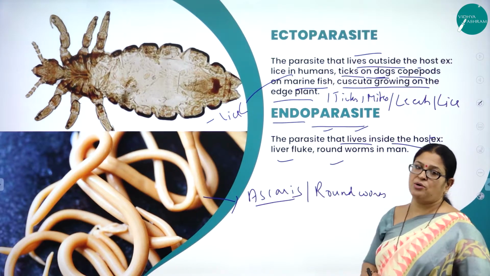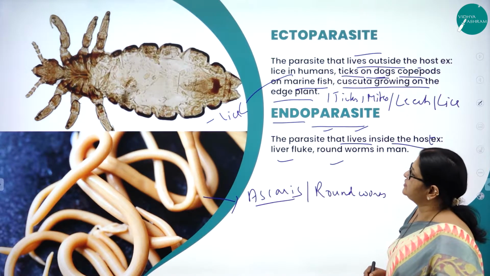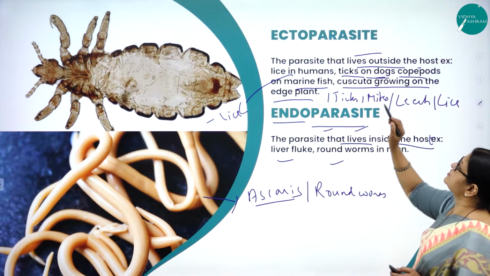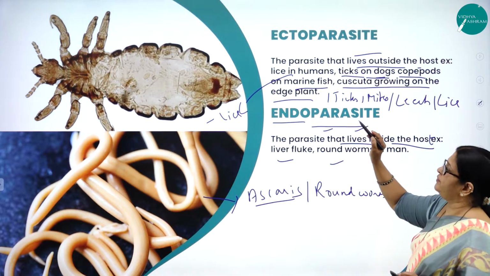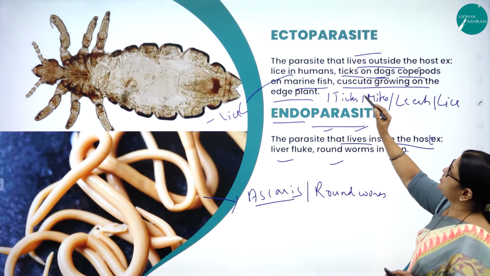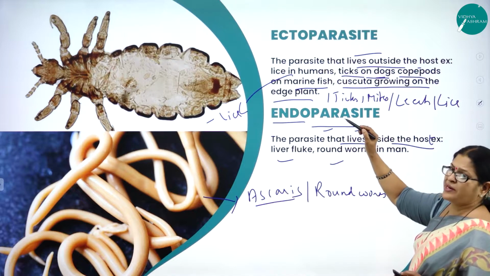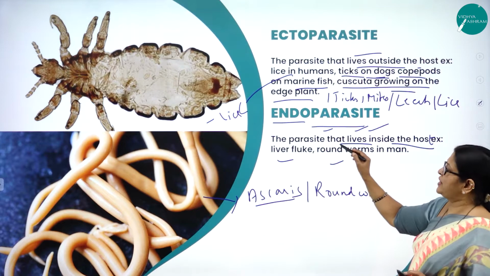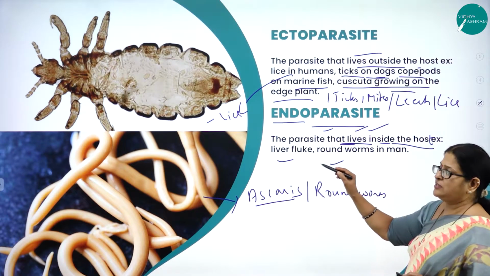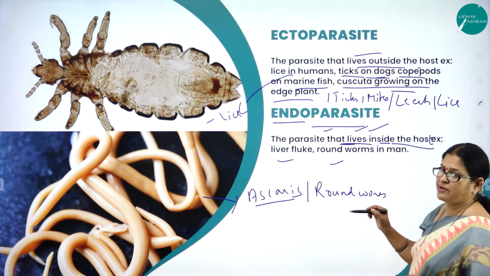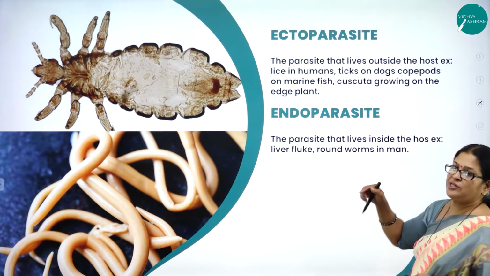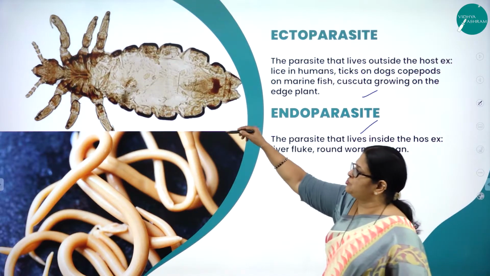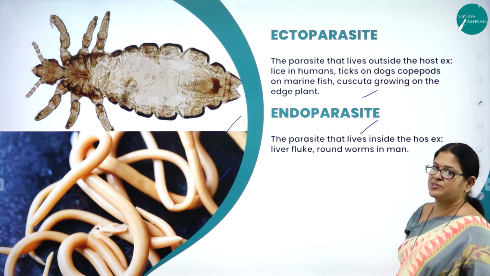So this is about parasitism, ectoparasitism and endoparasitism. What are ectoparasites? The parasites that live outside the host body, for example lice in humans, ticks on dogs, copepods on marine fish, Cuscuta growing on the host plant. What are endoparasites? The parasites that live inside the host, like the liver fluke and roundworm in man. Hope you have understood what are ectoparasites and endoparasites with these important examples.